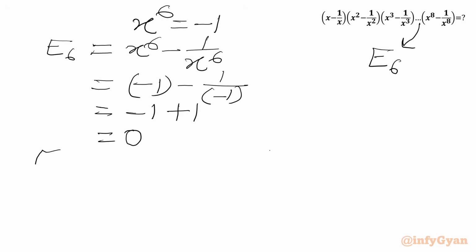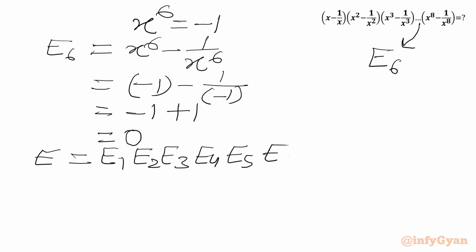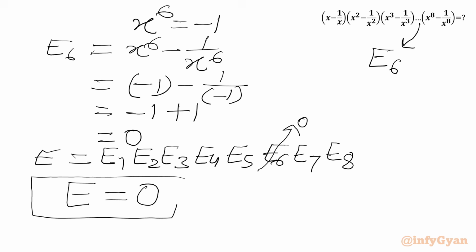So we have E, where we are multiplying E1, E2, E3, E4, E5, E6, E7, E8. Out of these, E1 to E8, if E6 is 0, then this product must be 0. So no need to figure out E1, E2, E3, E4, E5, E7, E8. We can directly find out E6. If it is equal to 0, our required expression, which is in the product form of all, would be 0.